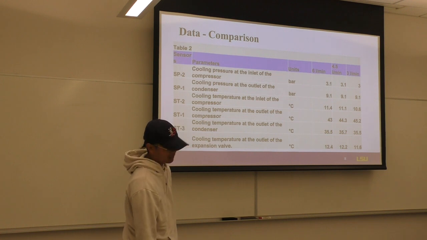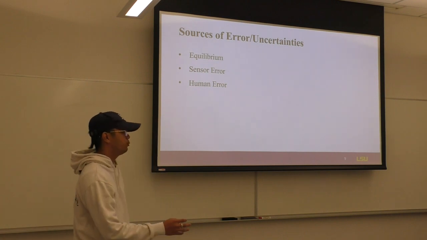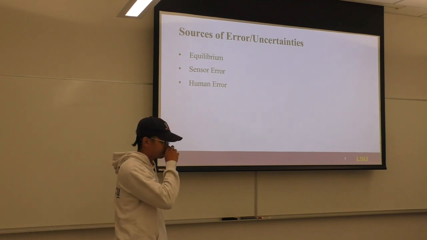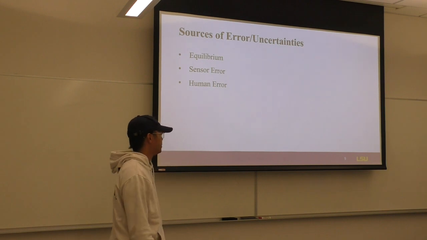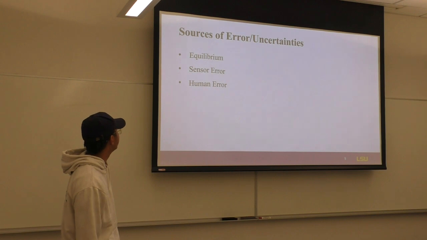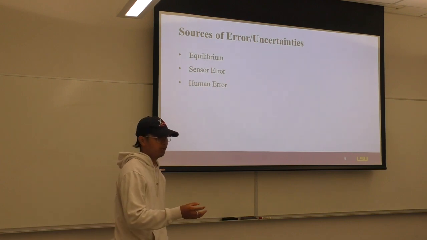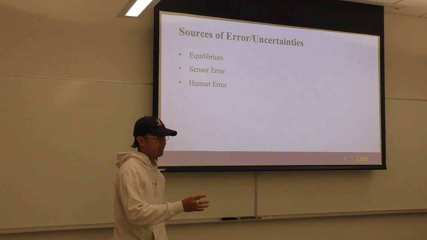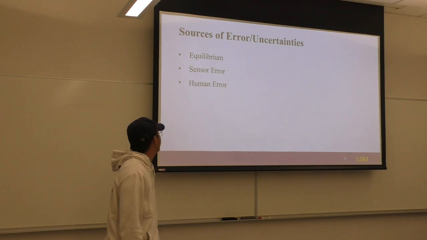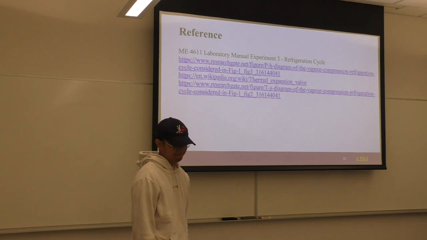Next slide. Sources of error. The equilibrium: we have to wait for the equilibrium to set. The sensor errors: there was one time where we were telling the valve for Devin, we were waiting for him, he was turning it, and on the computer it wasn't really changing anything. And lastly, human error. Questions?